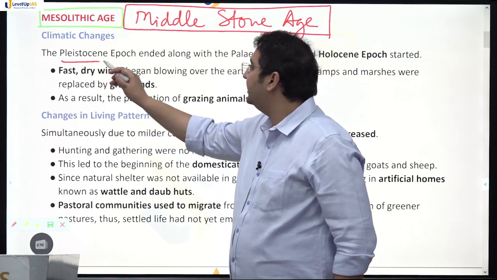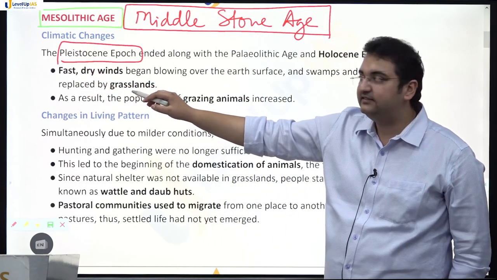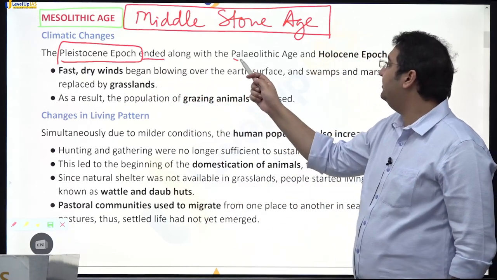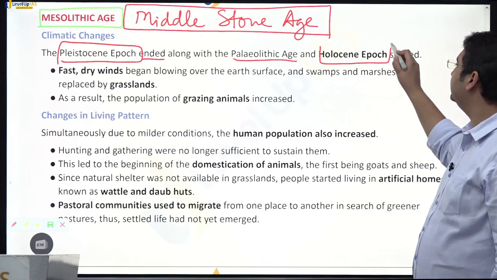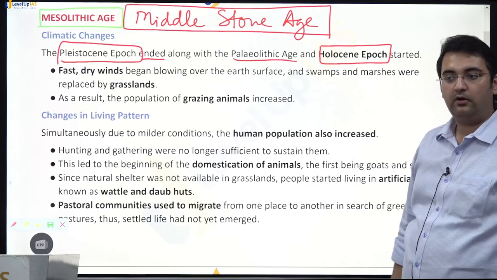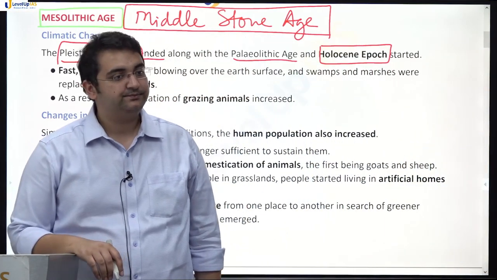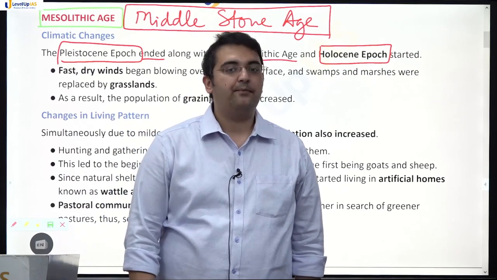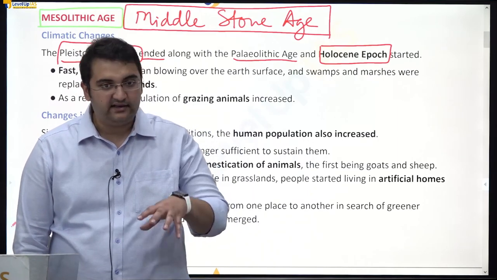Kya most important change hua? The Pleistocene epoch, the Great Ice Age, came to an end along with the Paleolithic Age. And the new age began, kaun sa? The Holocene epoch. What impact did this have on global temperatures? They started to go up, right? What happened to the ice caps? They started to melt and recede.